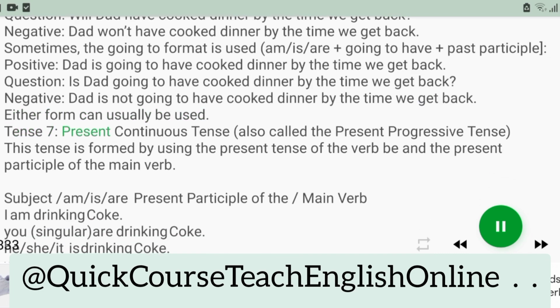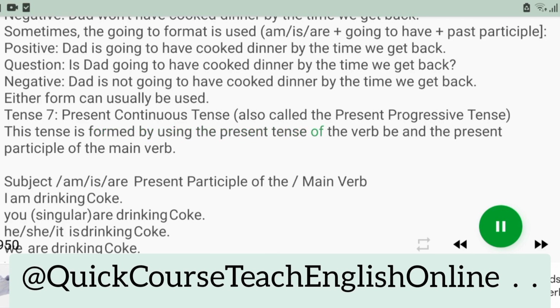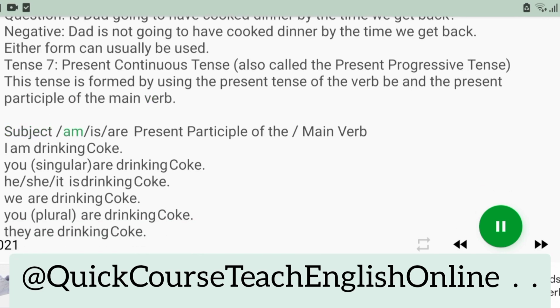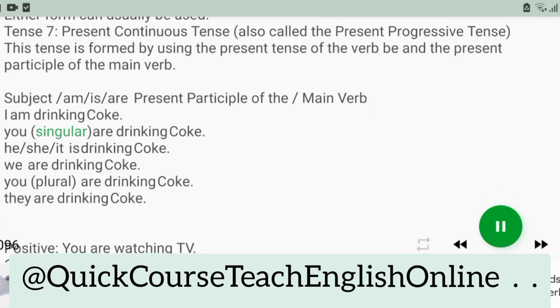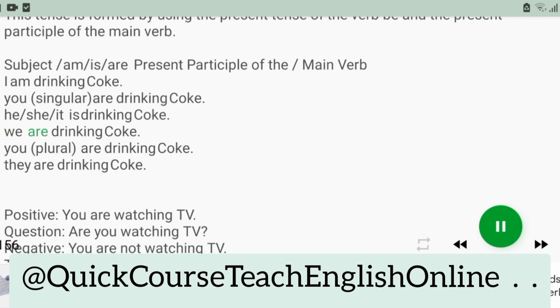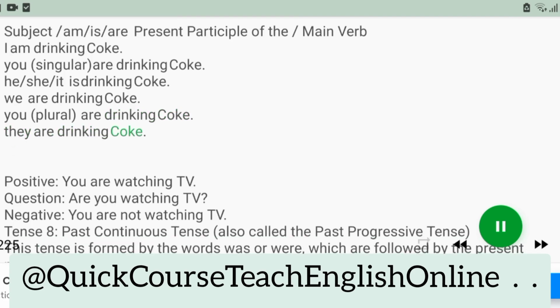Tense 7. Present continuous tense, also called the present progressive tense. This tense is formed by using the present tense of the verb be and the present participle of the main verb. Subject. Is, are. Present participle of the main verb. I am drinking Coke. You, singular, are drinking Coke. He, she, it is drinking Coke. We are drinking Coke. You, plural, are drinking Coke. They are drinking Coke.